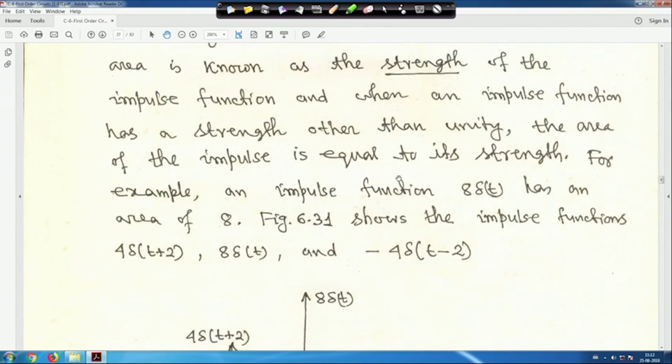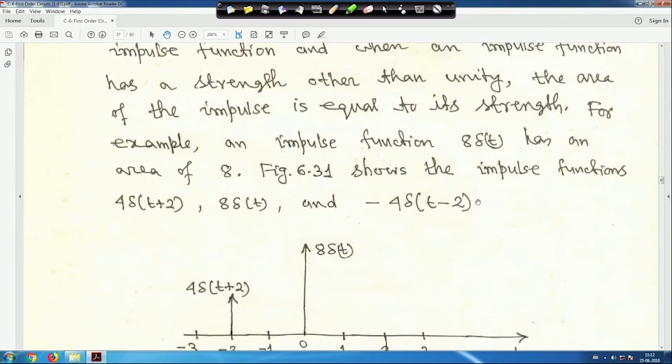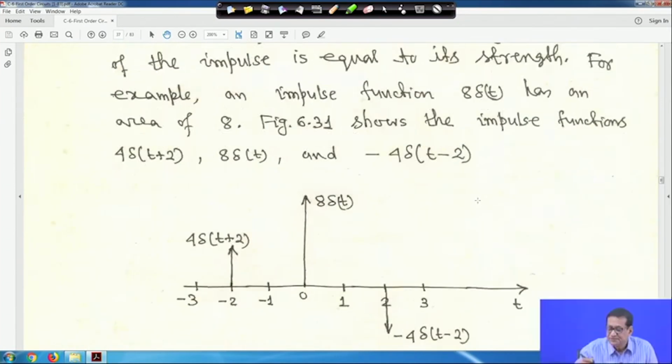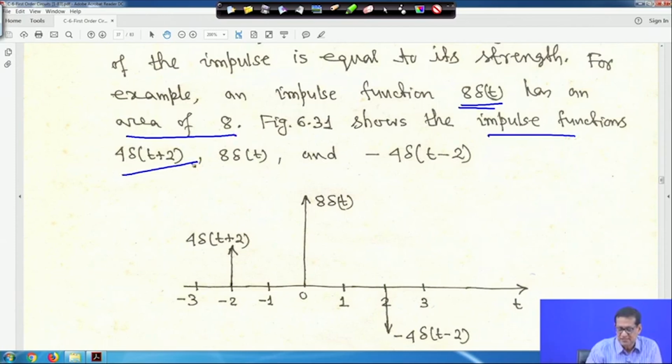So, for example, an impulse function like 8 delta t has an area of 8. Similarly, impulse functions of 4 delta t plus 2 and minus 4 delta t minus 2 are shown here. This is the time 0, so you can write this as 8 delta t.